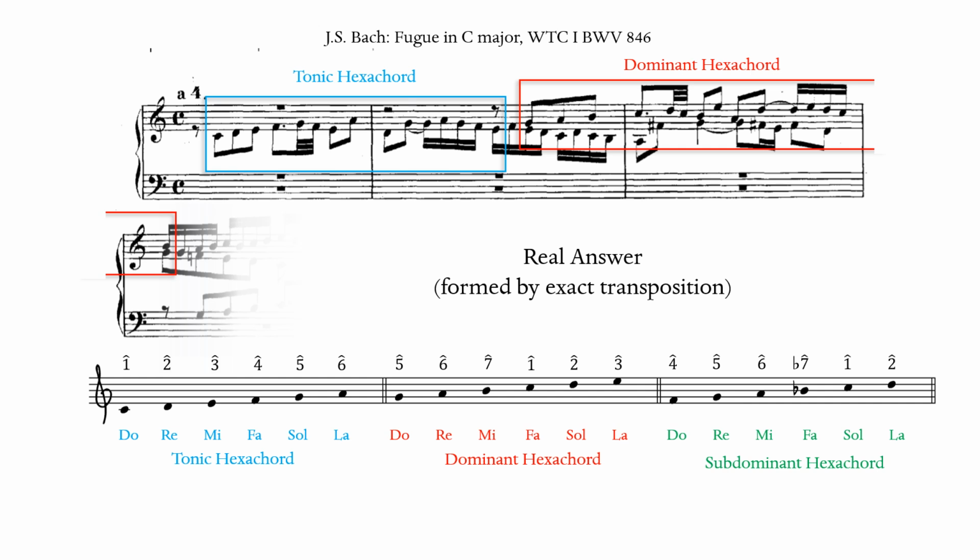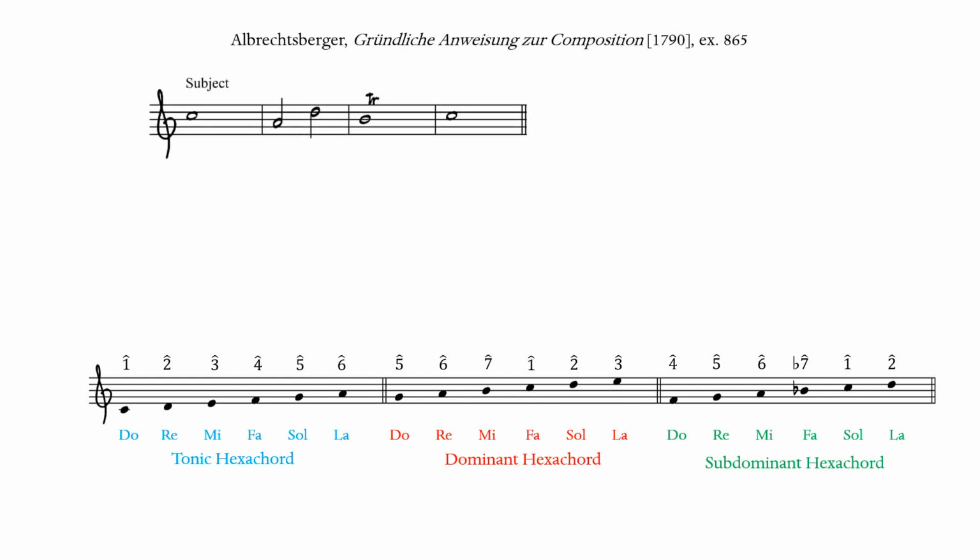You might be wondering what would happen if a fugue subject stepped outside of the range of the hexachord. Well, we can still form a real answer, but it will require us to use accidentals to form an exact transposition. Here's an example of a fugue subject by Albrechtsberger that begins on scale degree 1 and uses the leading tone in a soprano cadence, 7-1.